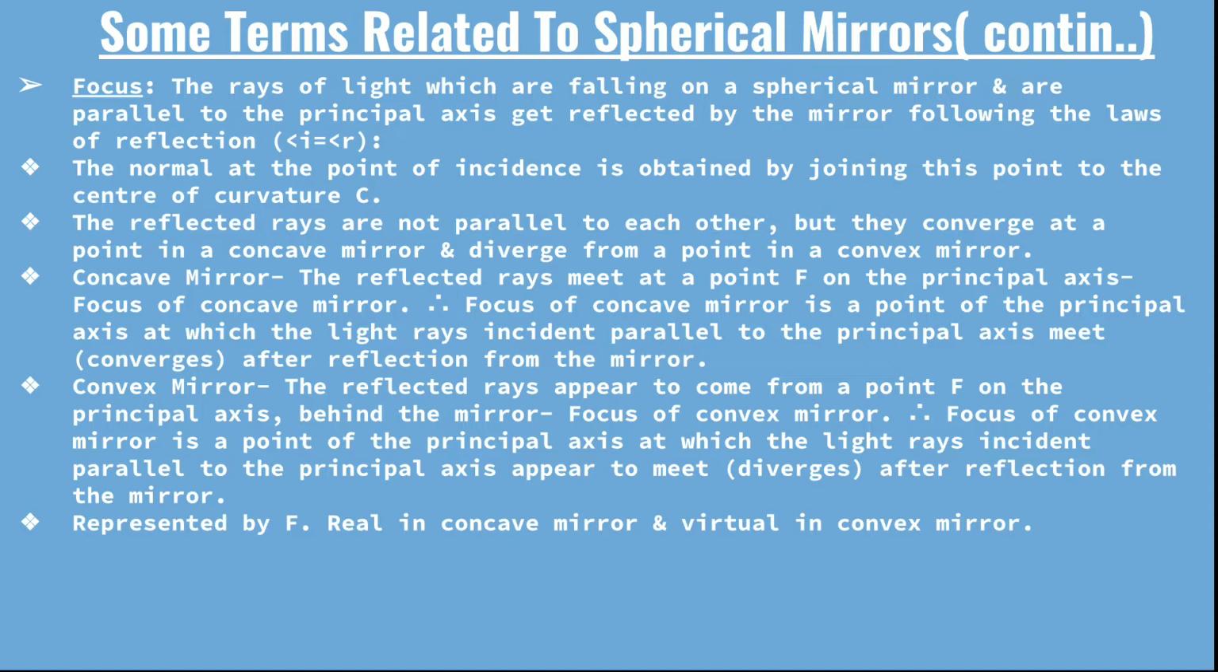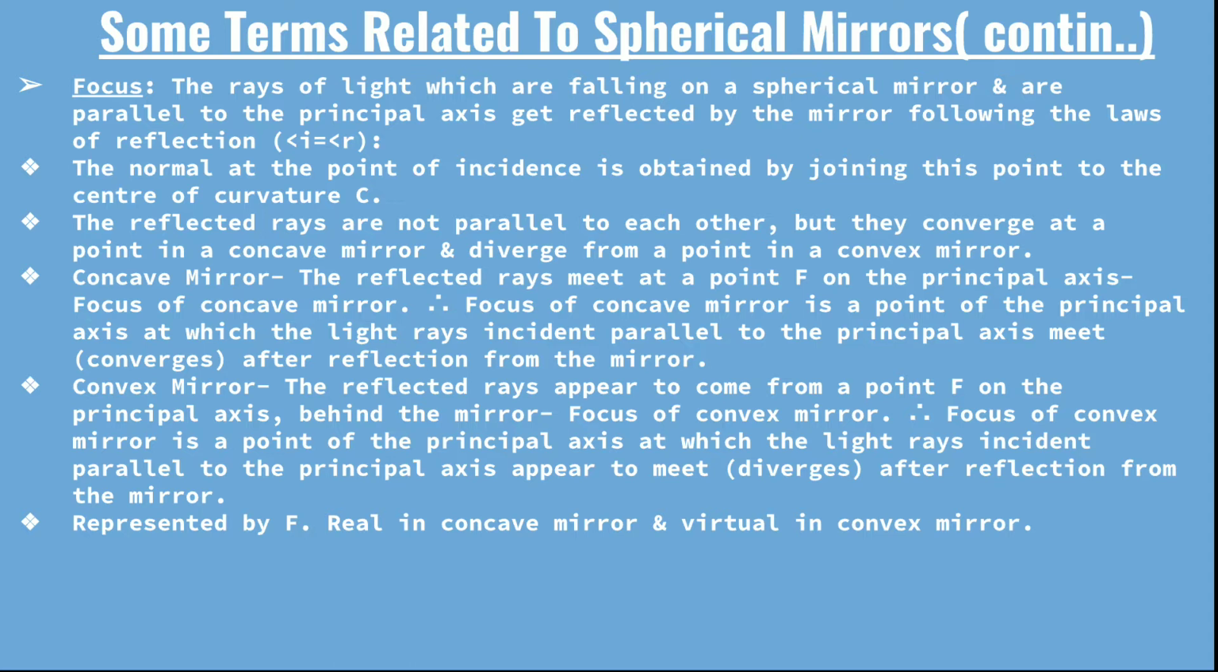Now, in case of a concave mirror, the reflected rays meet at a point F, that is focus, capital F, on the principal axis, at which the light rays incident parallel to the principal axis converge after reflection from the mirror. And in a convex mirror, the reflected rays appear to come from a point F on the principal axis behind the mirror. That is known as the focus of the convex mirror.